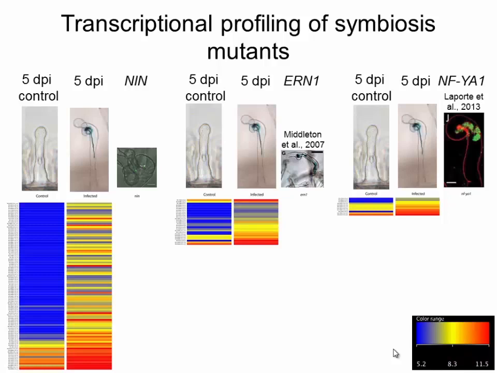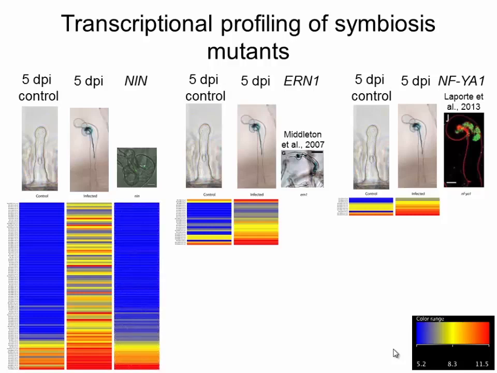And so first of all, with NIN, this is another heat map. This first column is 5 DPI control roots, so the upper part here is mainly very low levels. And then this is during infection. These are all upregulated genes. And then if we take the mutant at the same time point, you can see that this upregulation of these genes is pretty much abolished for a large proportion. So it turns out that NIN seems to regulate, either directly or indirectly, a large number of infection-related genes. So this is very exciting to us.